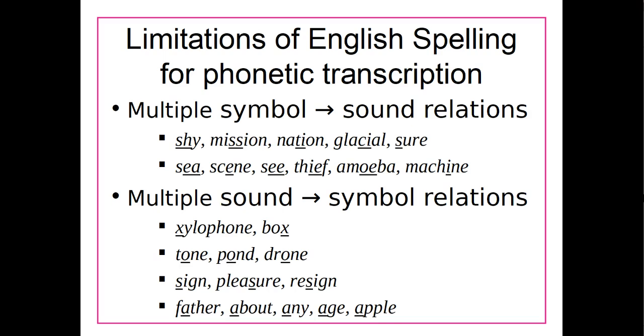Going the other way, we can also have multiple sounds represented by the same symbol. So we have xylophone, with the sound z, and we have box, with the sound k and s followed right next to each other. We also have tone, pond, and drone, which, depending on your accent or dialect of English, may be different vowel sounds represented by that one vowel. We have sign, pleasure, resign, again different sounds represented by one letter, and then father, about, any, age, and apple. Depending on your dialect of English, those may be different vowel sounds.